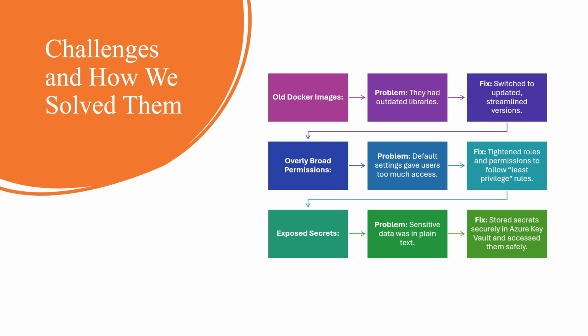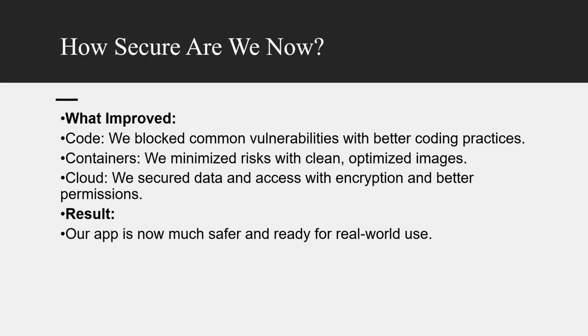Moving ahead, the challenges we faced and how we solved them. Of course, there were challenges. We initially found outdated libraries in our Docker images, which we resolved by switching to smaller, updated base images. Default Azure IAM roles were too permissive, so we customized them to adhere to the principle of least privilege. Finally, we noticed sensitive credentials were hard-coded in configuration files, which we addressed by securely storing them in Azure Key Vault.